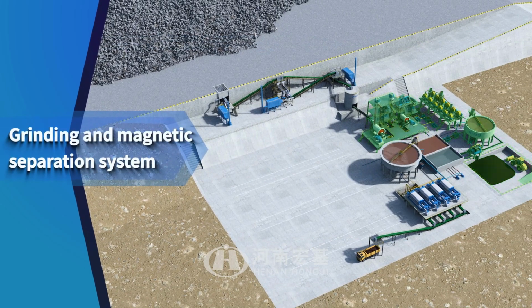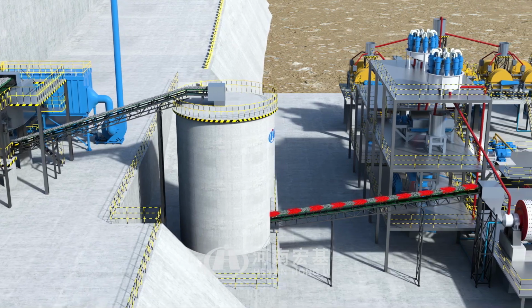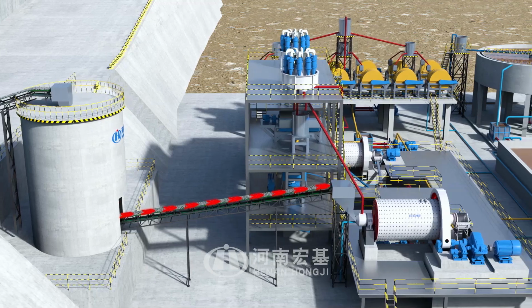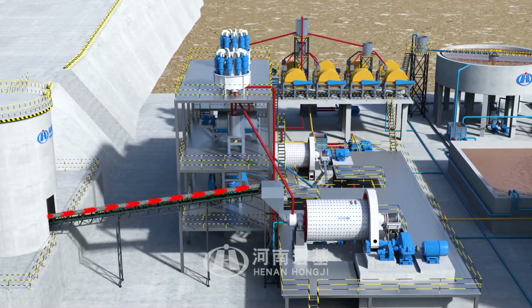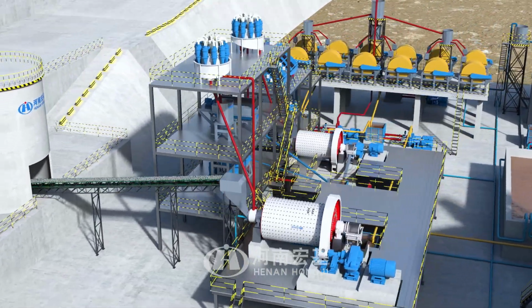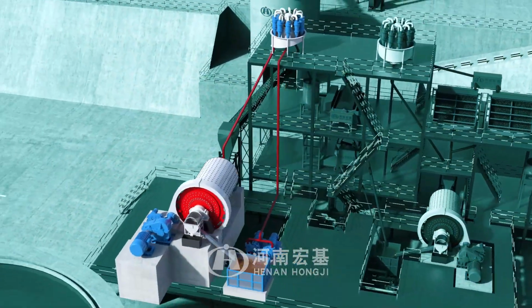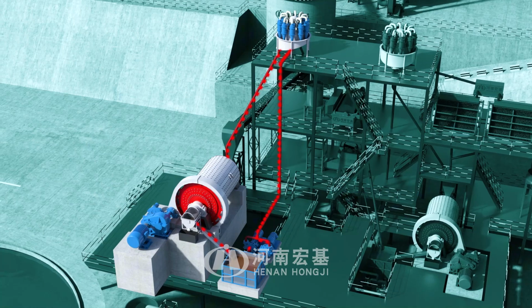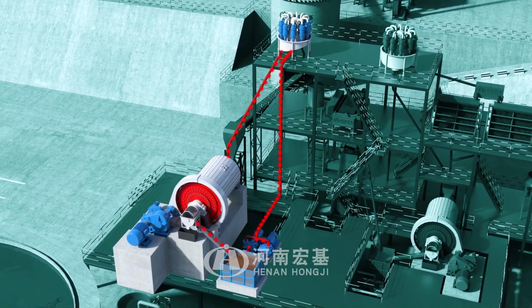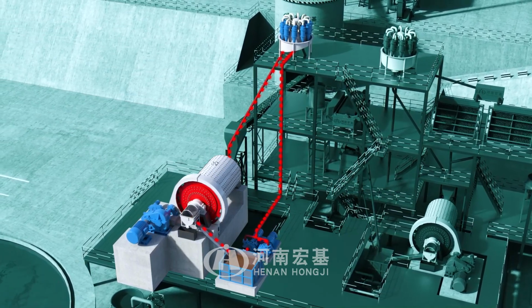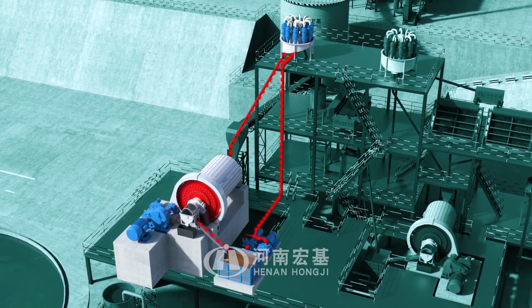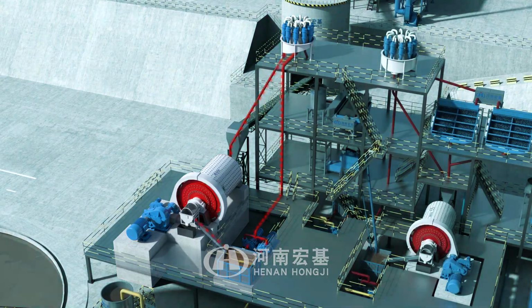Grinding and magnetic separation system. The material in the powder ore bin enters the first stage ball mill through the feeder and conveyor. The mill discharges the ore into the slurry pool and is pumped into the cyclone. The underflow of the cyclone returns to the first stage grinding mill again to form a closed circuit.